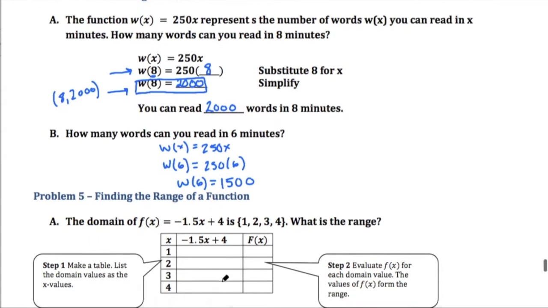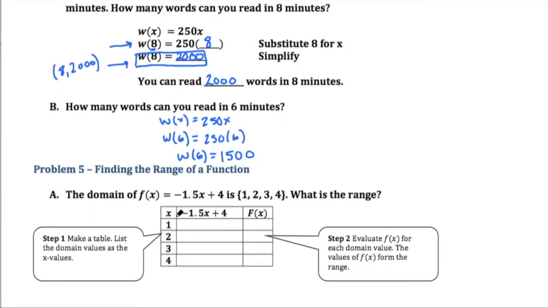Sometimes you might see a problem that gives you the domain of a function, and then it asks you to find the range. So here it says the domain of f of x equals negative 1.5x plus 4 is 1, 2, 3, 4. So let's find the range. So this really should still be the same lowercase f that we see over here. It doesn't need to be a capital F. So we're going to basically sit here and we're going to plug in 1, 2, 3, 4 into this function here. So this would be f of 1, this would be f of 2, f of 3, and f of 4.